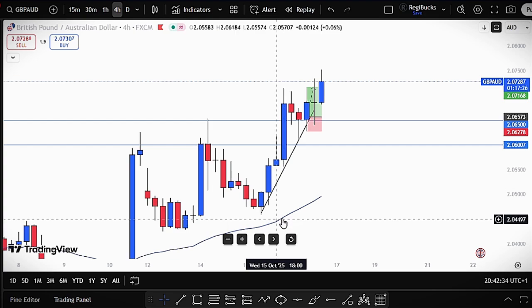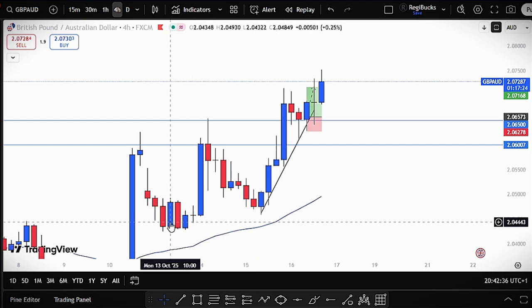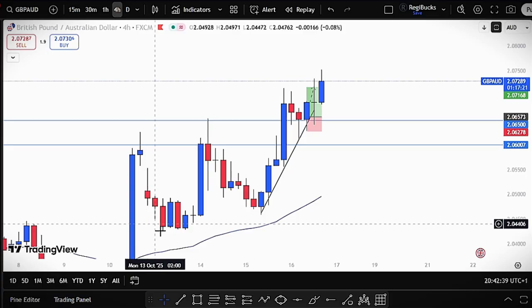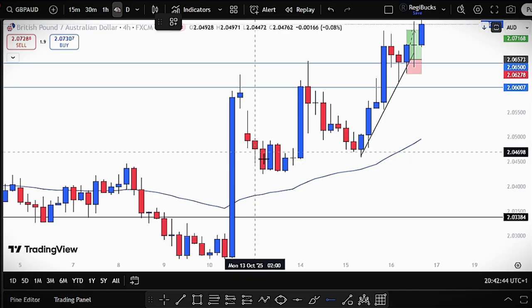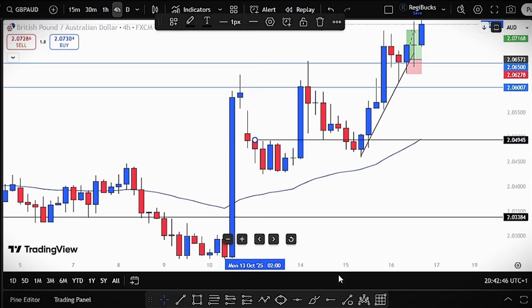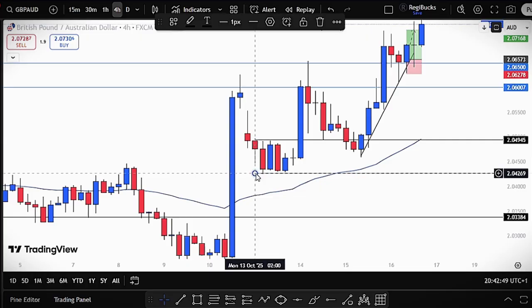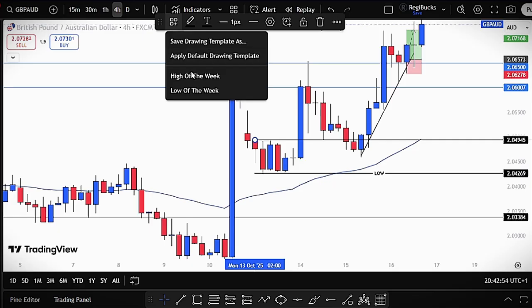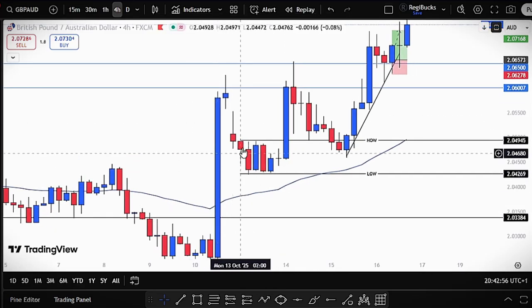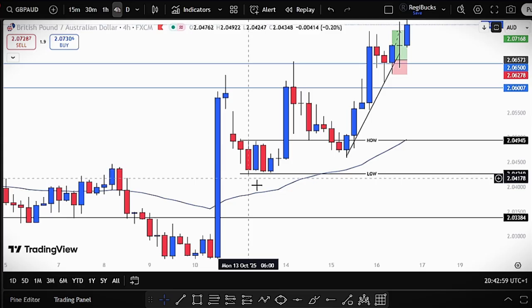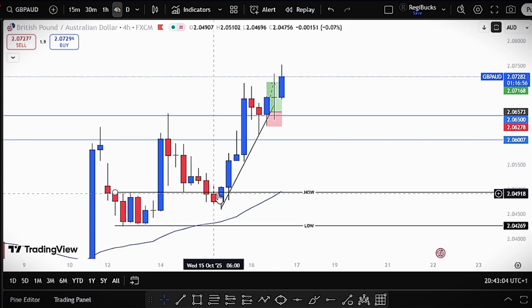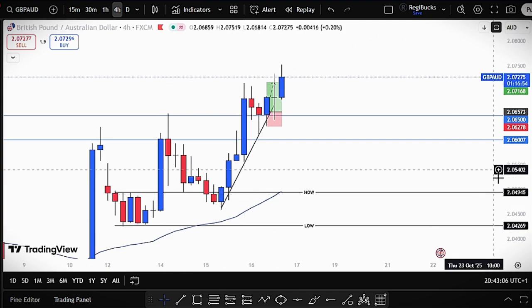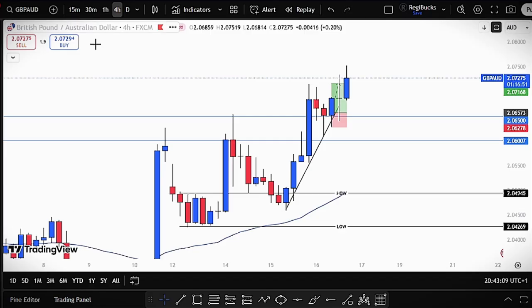And then as you can see here, that didn't just end there. We now had the high and low of the week. Price set the high of the week, and we had the low of the week. What happened? It broke above the high of the week. So as we broke above the high of the week, I just knew we were going to buy.